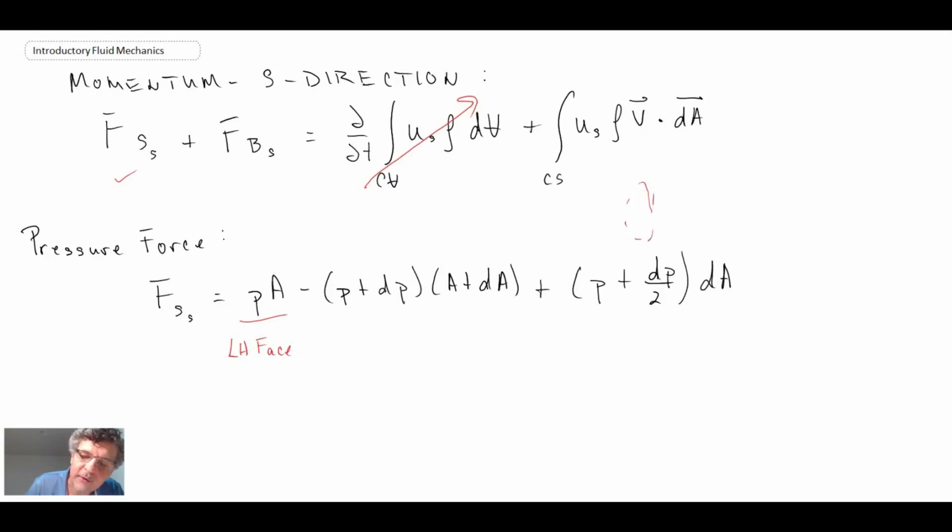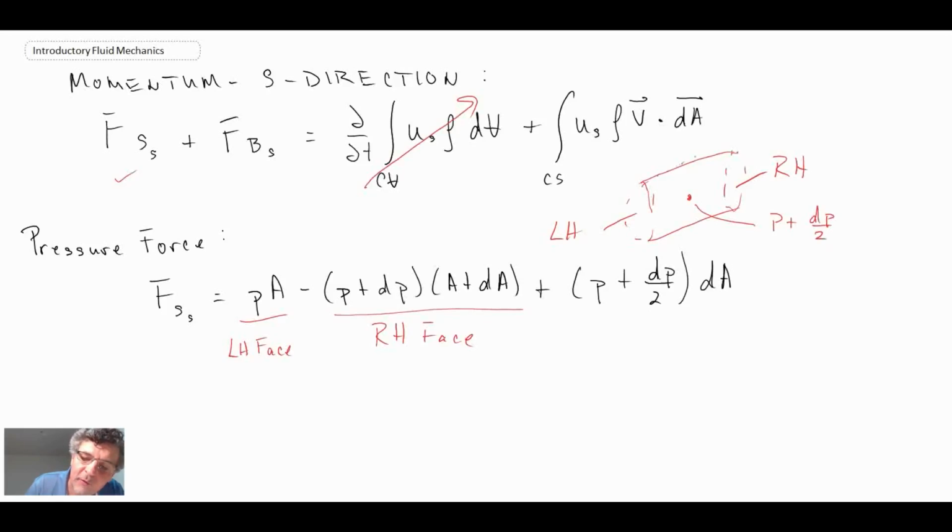So remember we had a control volume that kind of looked like this. So that is the left hand face, and then this here is going to be the right hand face, which is the second term. And then we have this third term. What is that representing? Well, we're going to take the average pressure in the middle, which we'll say is P plus dP over 2.